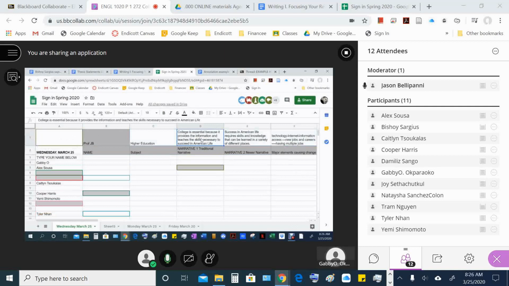So I have my two narratives. Basically, college, the old narrative, college is essential because it provides information and teaches skills necessary to succeed. Then I say, actually, success in American life requires skills and knowledge that can be learned in a variety of different places. That's just the newer one. And then major elements that are causing this change, right? Technology, the internet, information access, the new jobs and careers, having multiple jobs. These are just some of the elements that are part of the new story of higher education in my mind.